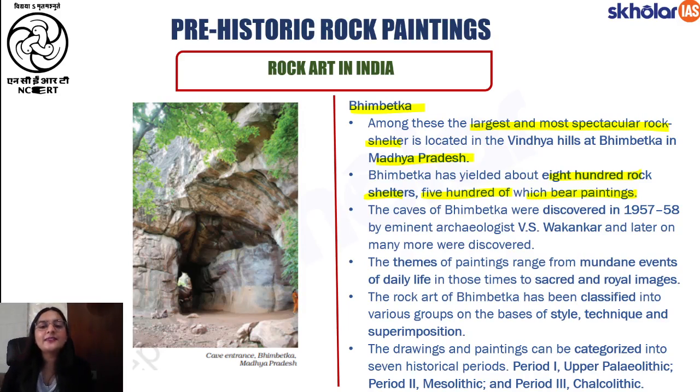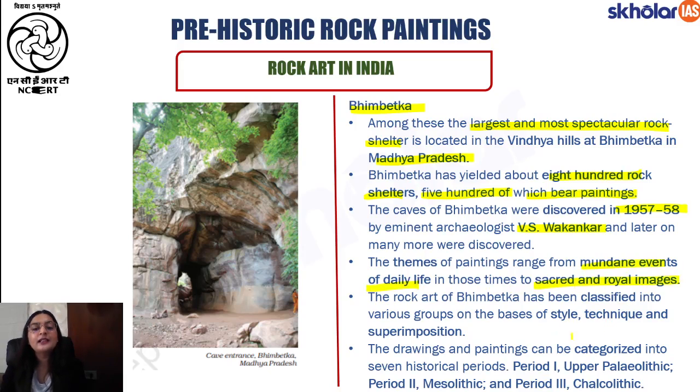Now, students, the Bhimbetka caves were discovered by an archaeologist known as V.S. Wakankar in 1957 to 1958, and later on many other archaeologists discovered many more paintings. So you have to remember the name of the archaeologist who was prominent in discovering the rock arts in Bhimbetka. Now let us talk about the themes that are depicted in the Bhimbetka cave shelters. So these include, students, mundane events of daily life, and they also include sacred and royal images.